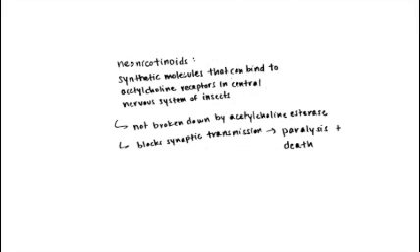Neonicotinoids are synthetic molecules that can bind to acetylcholine receptors in insects. However, they cannot be broken down by acetylcholinesterase, and thus don't unbind from receptors. This blocks synaptic transmission, leading to paralysis and death.